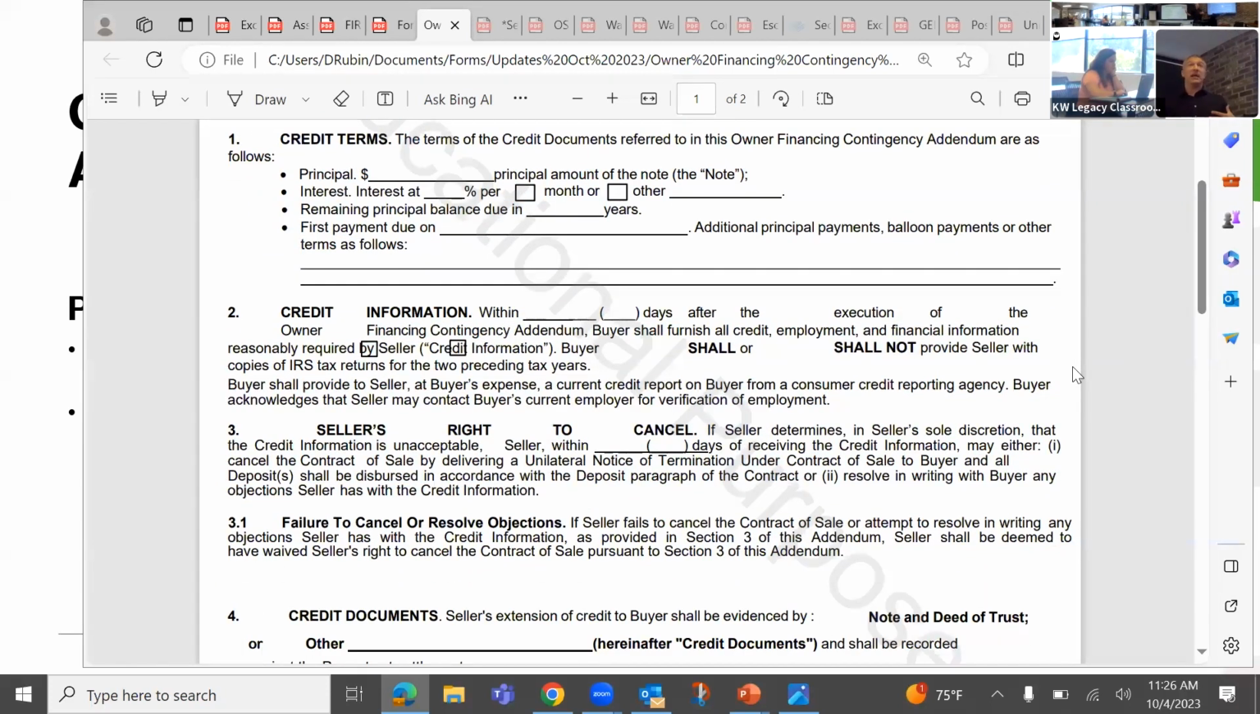The owner as lender would then have an opportunity to get your financial information in the same way that a lender needs your W-2s and your taxes and all that stuff. The owner would get that stuff. They would have an opportunity to cancel after they review your finances and realize that maybe it's not a good idea.